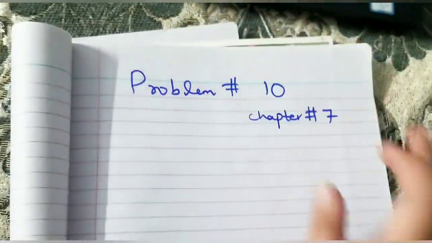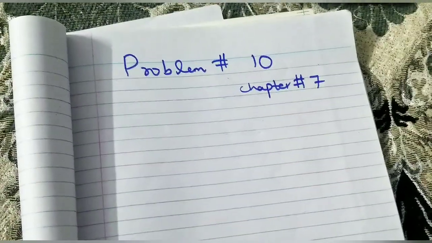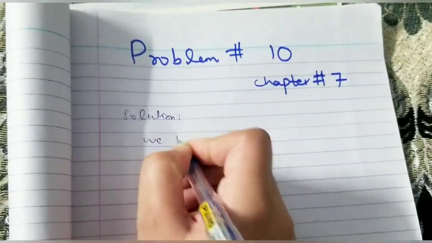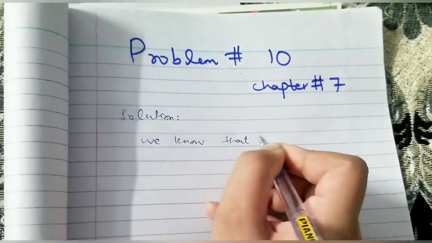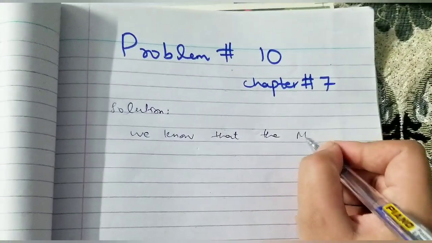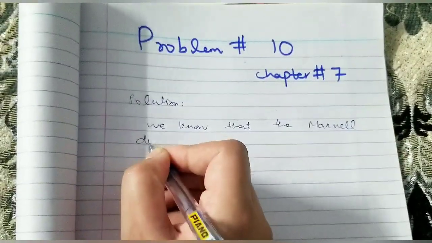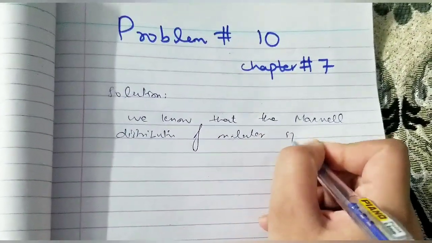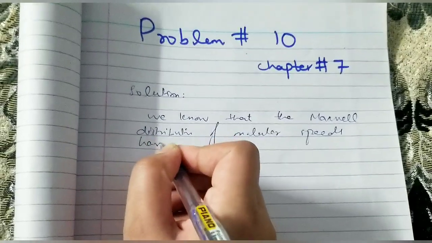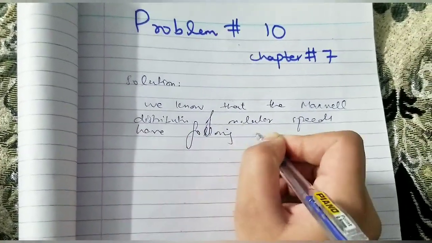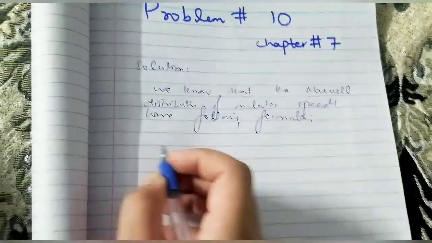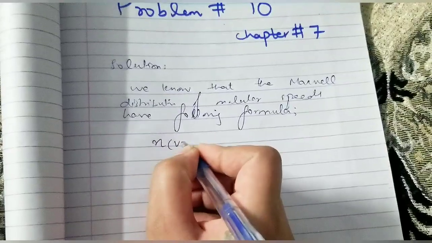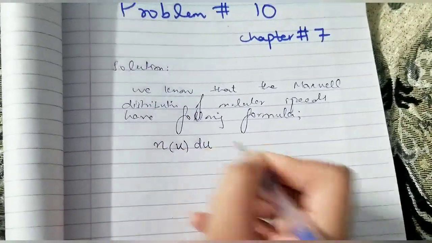Let's proceed step by step. Solution. We know that the Maxwell distribution of molecular speeds has the following formula, which shows the number density of gas molecules in the speed interval du.